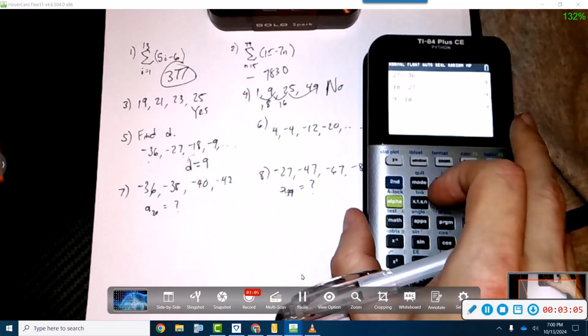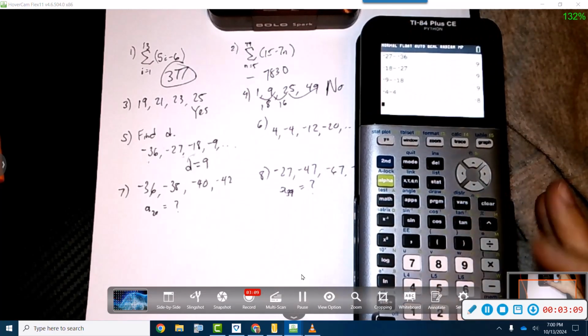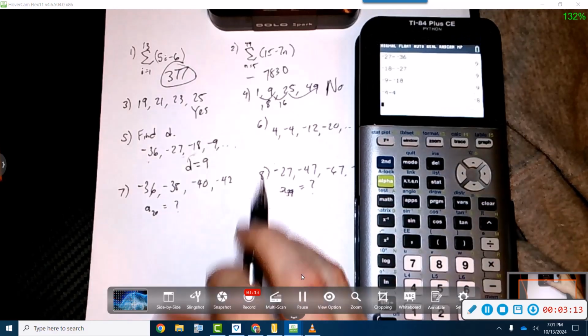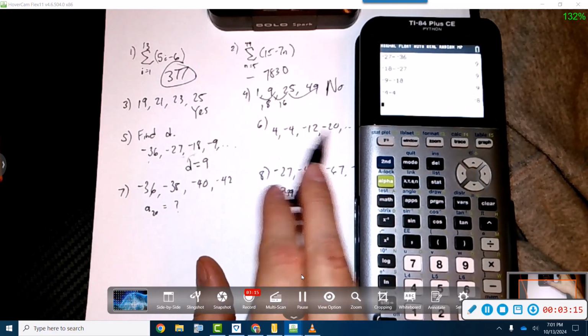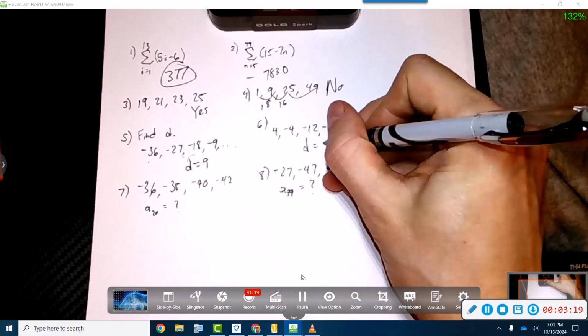All right, we'll do the same for here. Take negative 4 and subtract 4, and it looks like we've got a difference of negative 8, and it looks like that is consistent as we go from one term to the next. So this means that our common difference is negative 8.